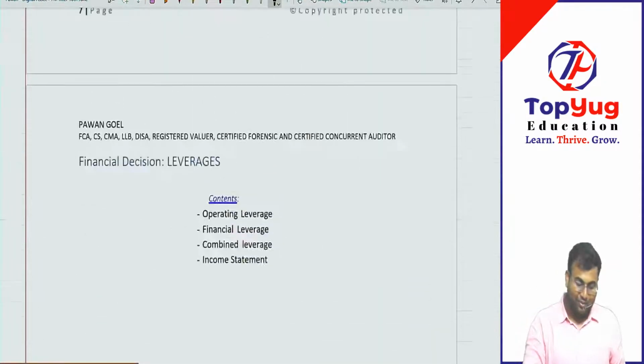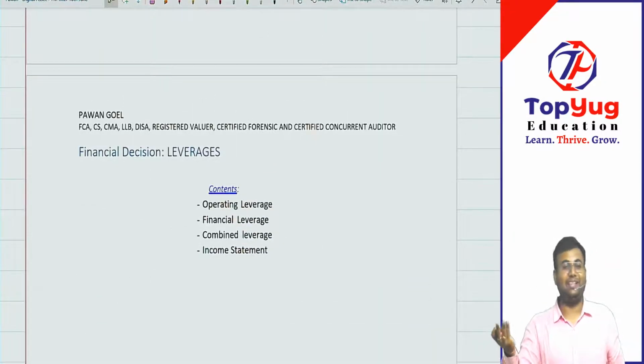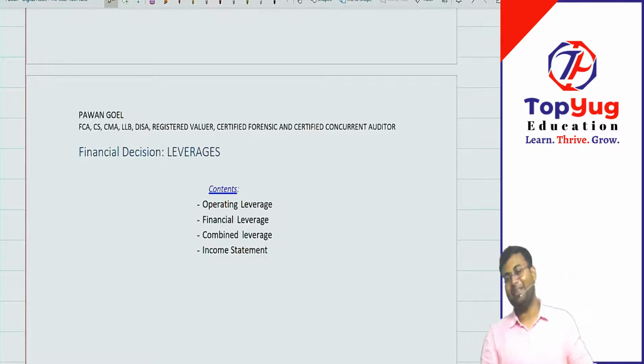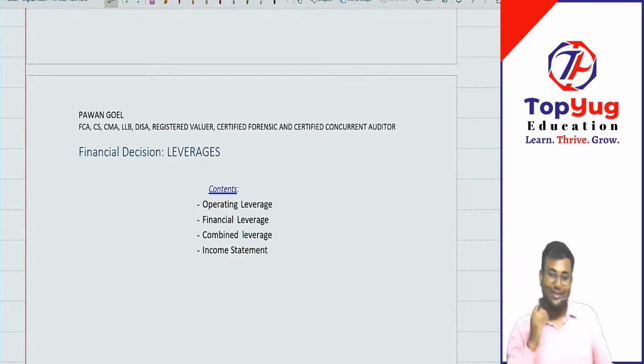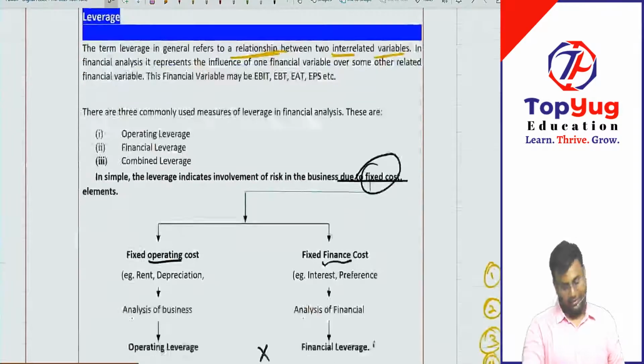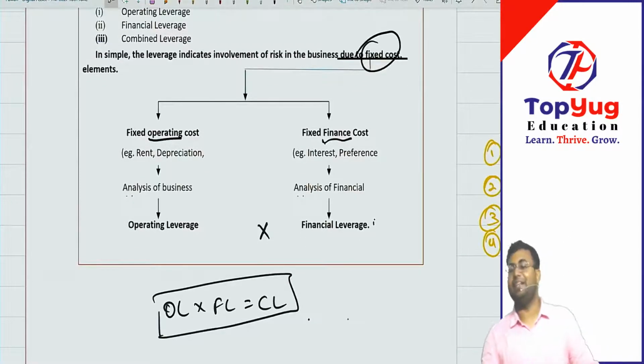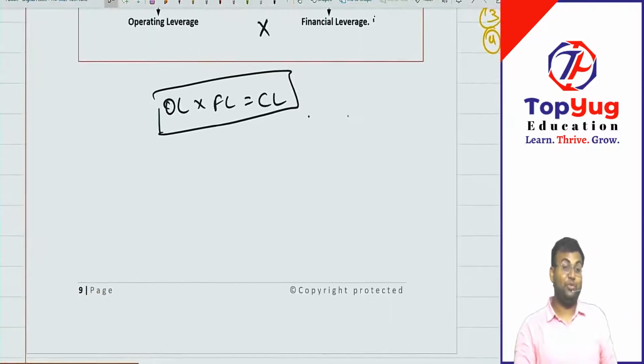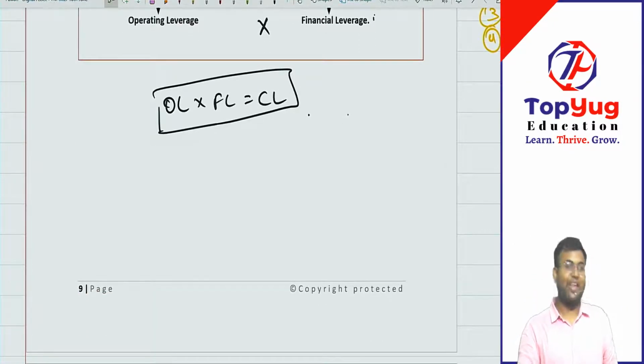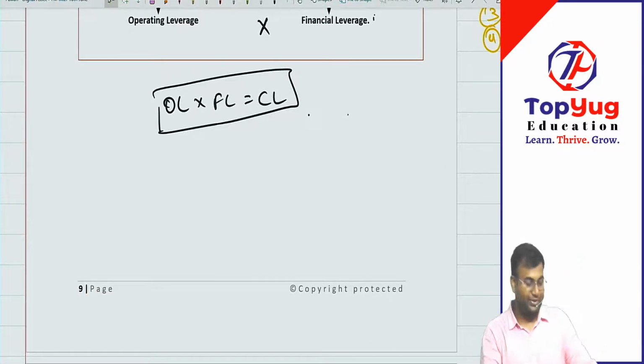First page we have given content now. Operating, finance, combined, income statement. Right? Once we start mathematically, you will find it. Why it is into, not addition? Valid question. We'll start mathematics, then find it out.